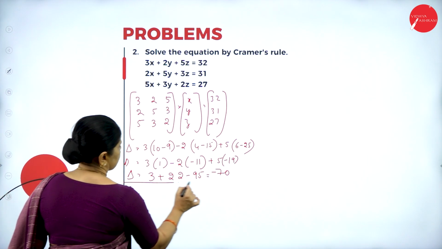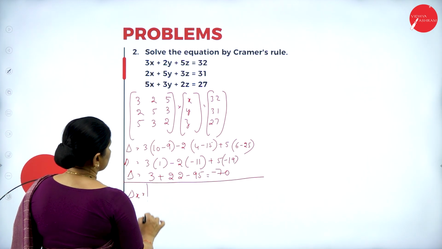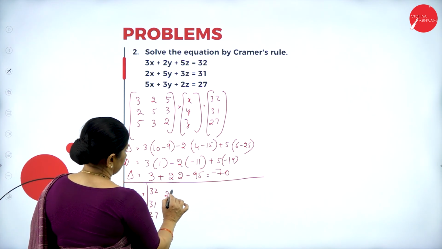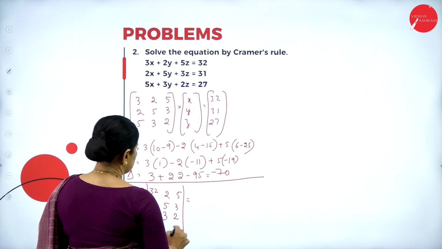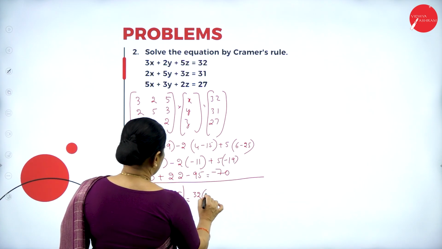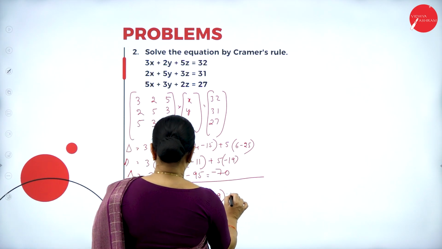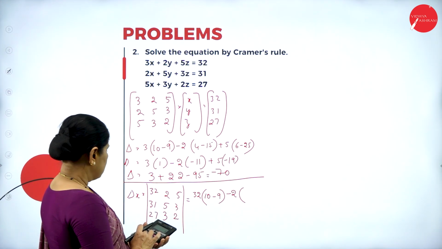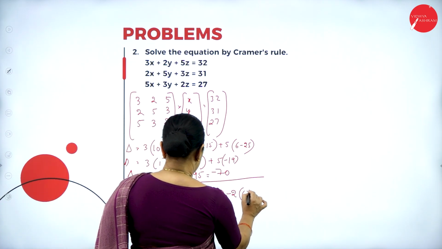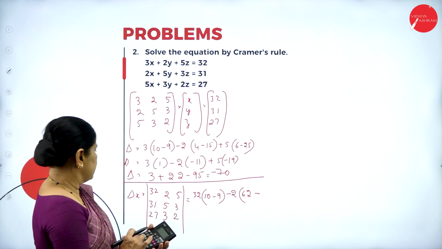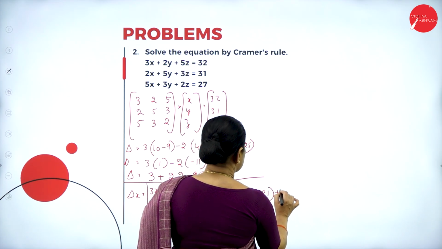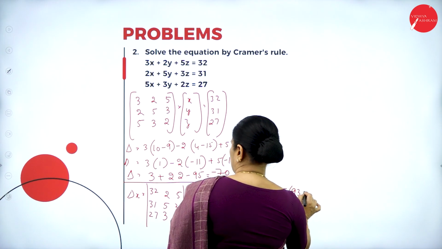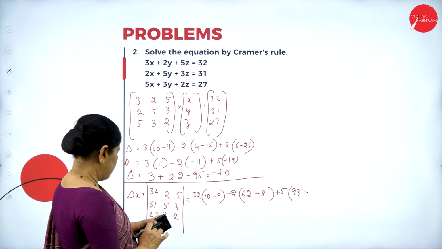Now delta x matrix will be 32, 31, 27, 2, 5, 3, 5, 3, 2. So this will be equal to 32 into 5 2s are 10 minus 9, minus 2 into 31 into 2, 62, 62 minus 27 into 3, 81. Plus 5 into 31 into 3, 93 minus 27 into 5, 135.